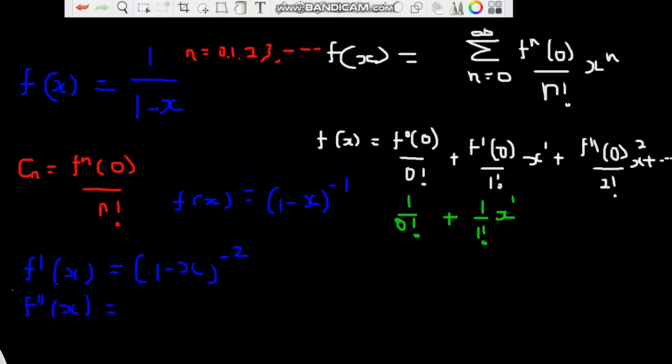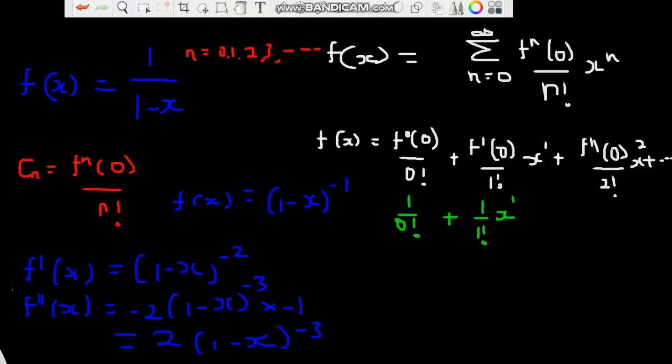This should be equal to what? You are going to multiply by minus 2. So I have minus 2 multiplied by 1 minus x to the power minus 2 minus 1. This will be to the power of minus 3, times the derivative of what's inside, and that will give me minus 1. When I multiply minus 1 by minus 2, this will give me 2 multiplied by 1 minus x to the power minus 3.